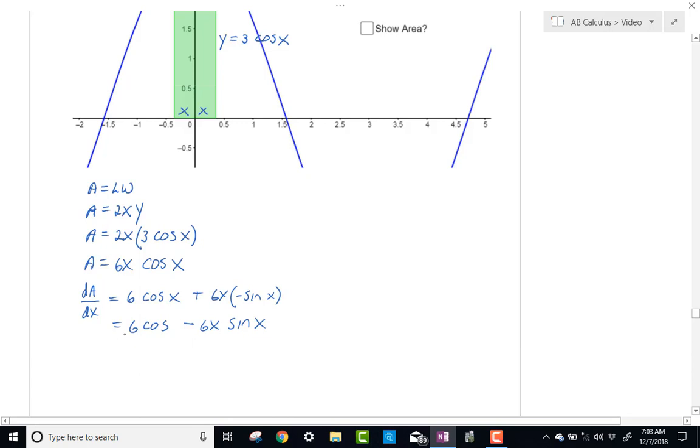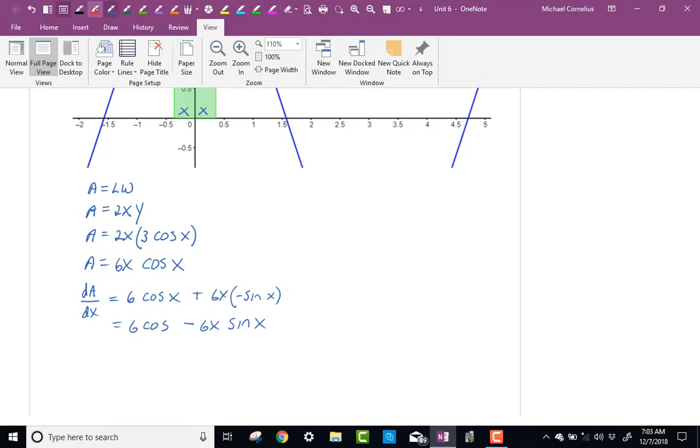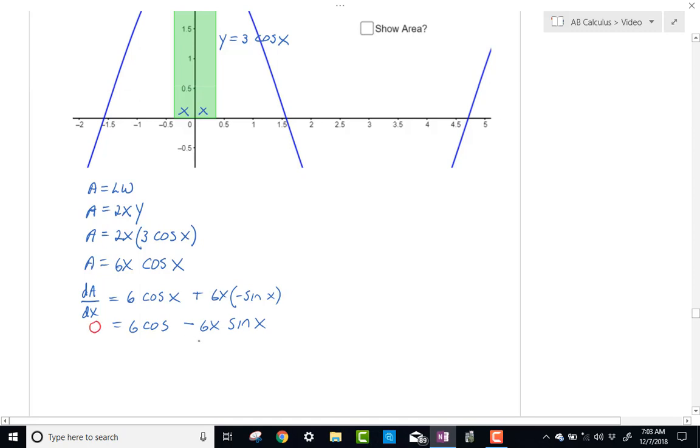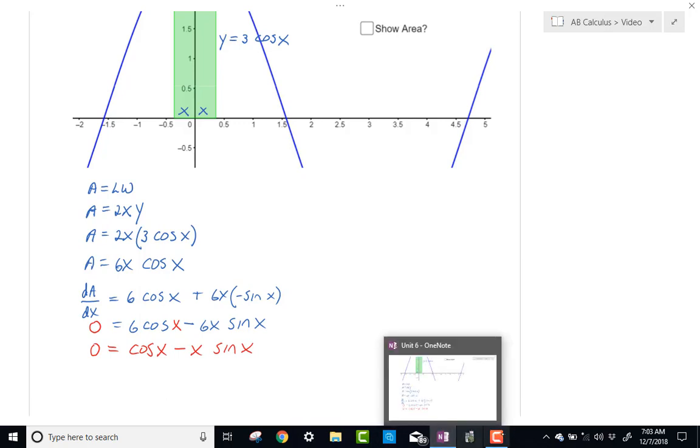But what I want to do is set dA dx equal to 0 and solve this. When I set it equal to 0, again, I can't solve this easily because I've got x's and I've got sine x's. What I can do is divide both sides by 6 right now. So 0 divided by 6 is 0, and that's going to leave me cosine of x minus x sine x. So this is not going to be possible to solve without a graphing calculator, and so I'm going to pause for a minute, get my graphing calculator set up, and then we'll come back.